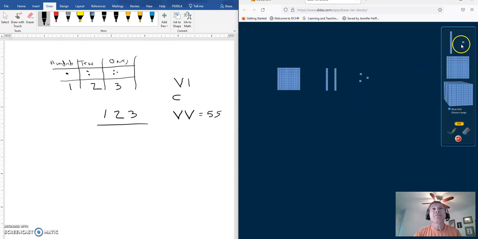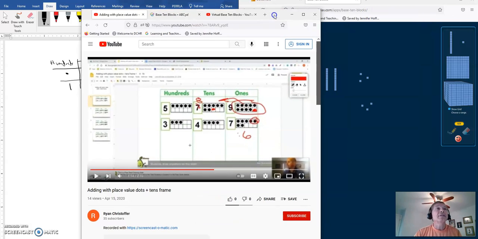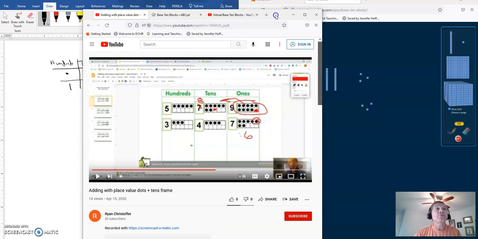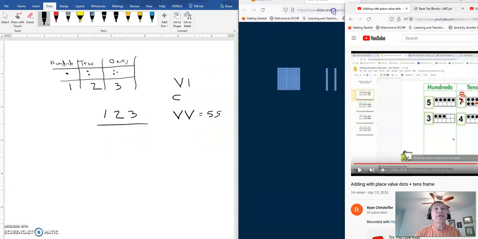And you can even show that if I'm adding numbers to this, let's say we wanted to add 8 to this. Well, I'd have to add 8 dots down here, and then I would regroup them, real similar to what the person did on this right here with the dots and the place value.